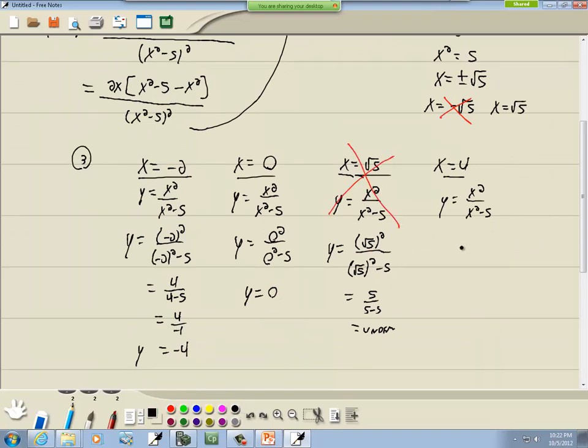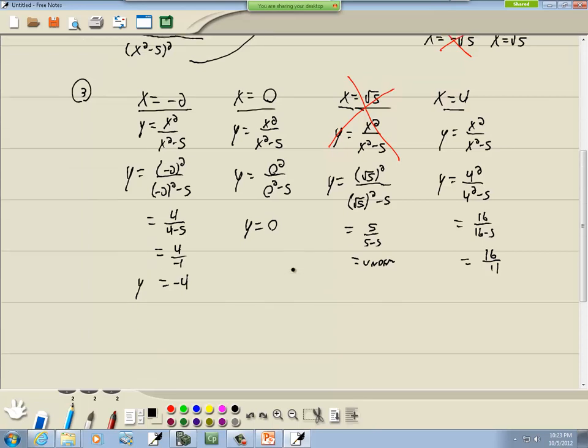So let's plug in 4. So I got y is equal to 4 squared over 4 squared minus 5, which is 16 over 16 minus 5, 16 over 11. Okay. Well, now we're ready to tell what our absolute min and absolute max is.